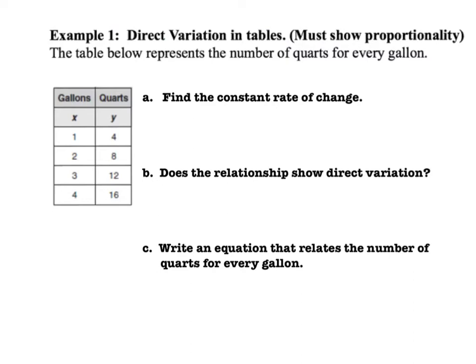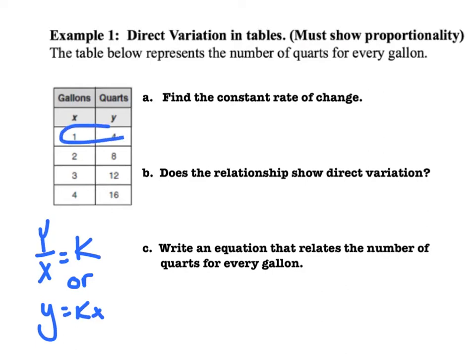Okay, so in example 1, direct variation in tables. These tables must show proportionality. The table below represents the number of quarts for every gallon. So let's take a look. Remember, it's the ratio of y over x is equal to k, or y is equal to kx. It can be written in a couple of different ways. Let's take a look at this ratio of y over x. When I have y over x, I've got 4 over 1.